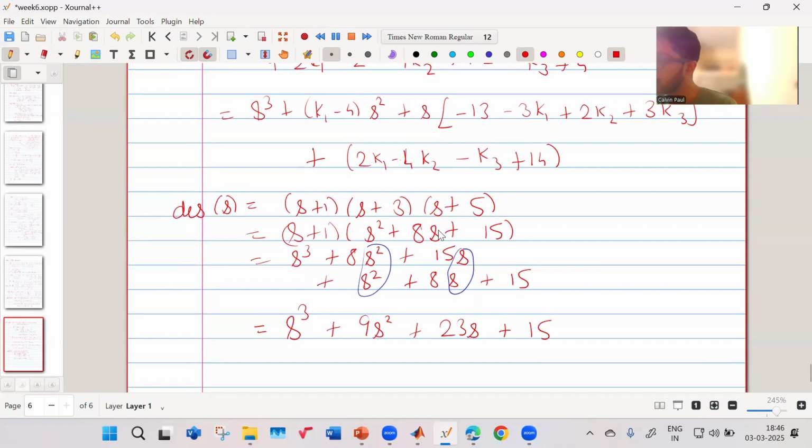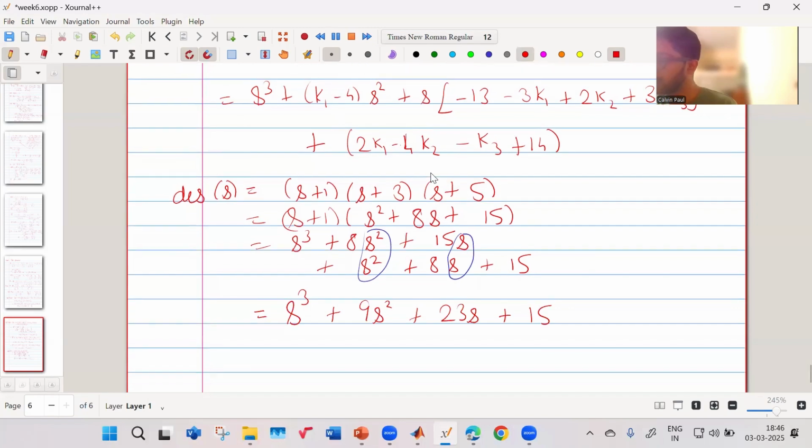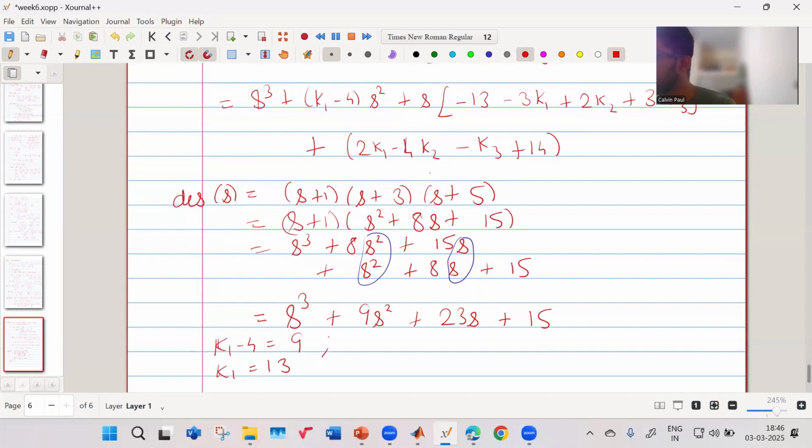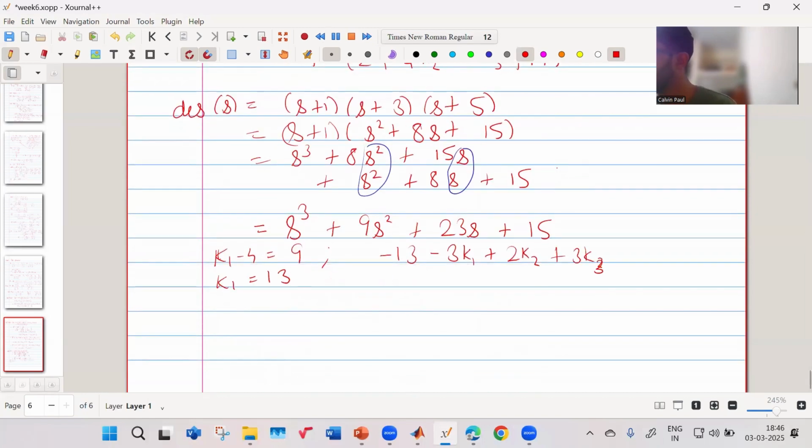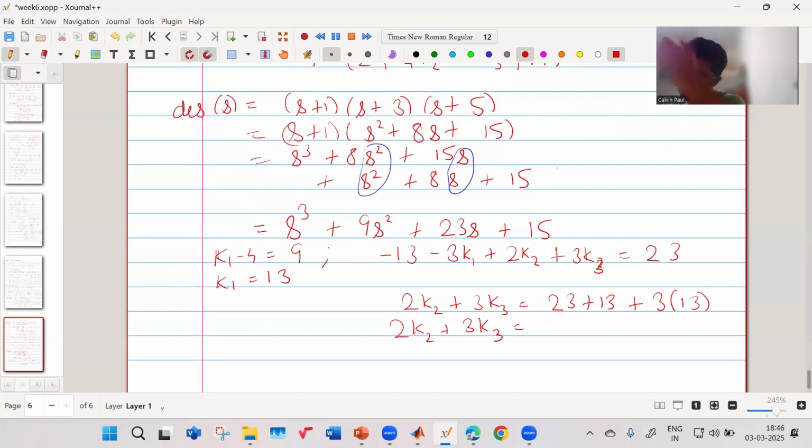And now we have to equate these equations. So we get K1 − 4 = 9, right? So K1 is equal to 13. Similarly, we get −13 − 3K1 + 2K2 + 3K3 = 23. So 2K2 + 3K3 = 23 + 13 + 3K1, with K1 being 13.